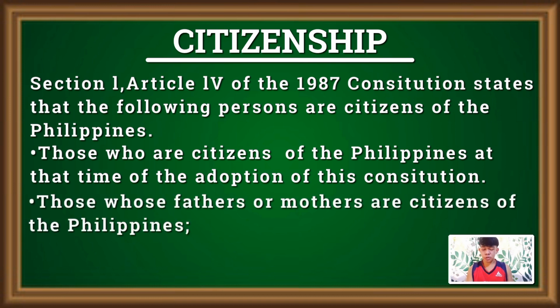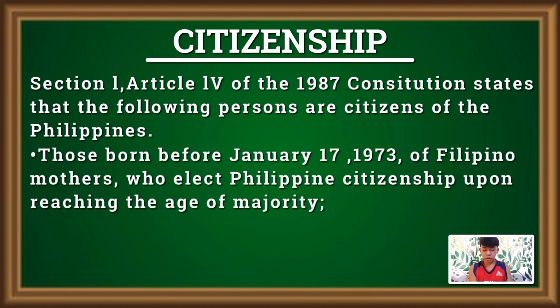Next is those whose fathers or mothers are citizens of the Philippines. Next is those born before January 17, 1973 of Filipino mothers who elect Philippine citizenship upon reaching the age of majority. The age of majority is 18. Next is those who are naturalized in accordance with law. Naturalized means aliens who have been naturalized to be citizens of that country.